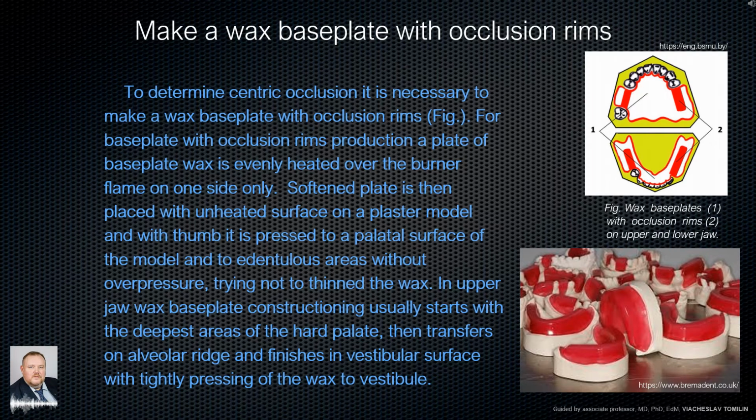For baseplate with occlusion rims production, a plate of baseplate wax is evenly heated over the burner flame on one side only. The softened plate is then placed with the unheated surface on a plaster model, and with the thumb it is pressed to the palatal surface of the model and to edentulous areas without overpressure, trying not to thin the wax. In the upper jaw, waxed baseplate construction usually starts with the deepest areas of the hard palate, then transfers to the alveolar ridge and finishes on the vestibular surface with tight pressing of the wax to the vestibule.